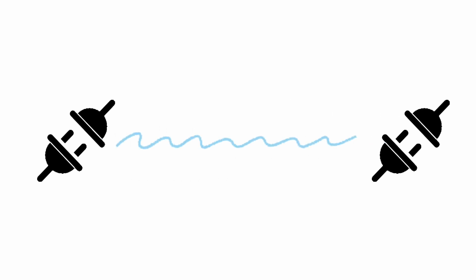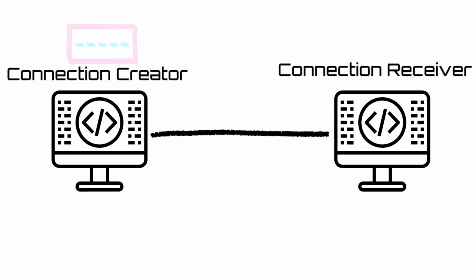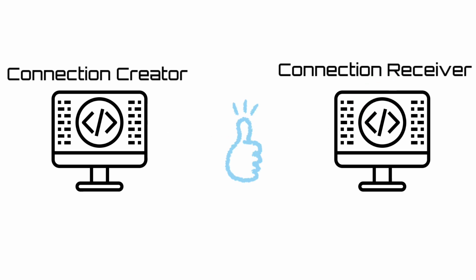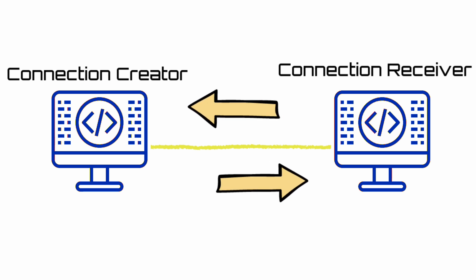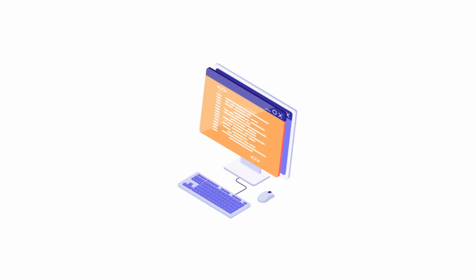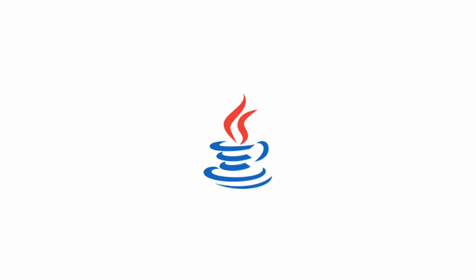In the establishment process of a TCP socket connection, one program initiates a connection request and another one listens and accepts that request to complete the connection. Once the connection is established, both programs can send and receive data. Now, it's time to show some basic examples of TCP socket connection in Java.